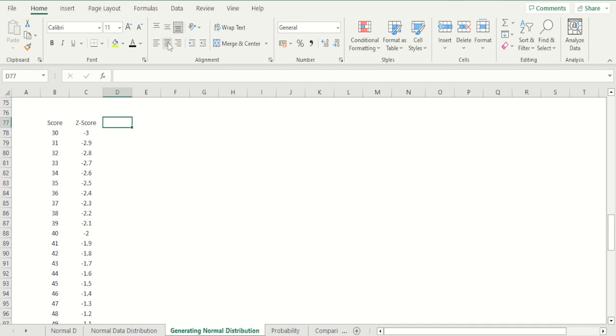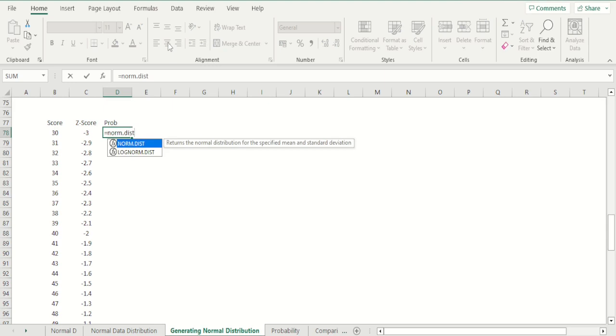Previously, what we just plotted above was the normal distribution in Excel. Now we're going to plot the standard normal distribution instead of the normal distribution. So let's make that happen. Let's just write the probability out here. And again, we're going to use the norm distribution function.